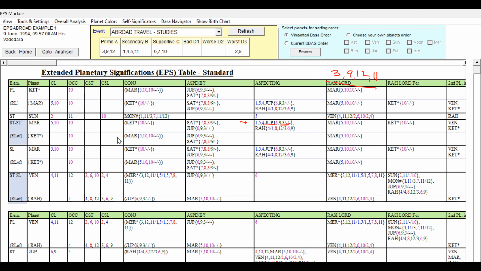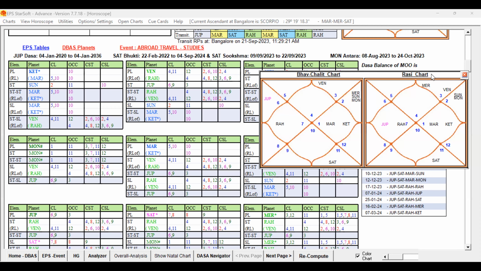So we have studied in the basic study itself. We found that 3, 9, 12 are connected, and in the self significations also the majority of planets are favorable. Now let us check the destiny. Now let us examine the destiny and the dasa periods.